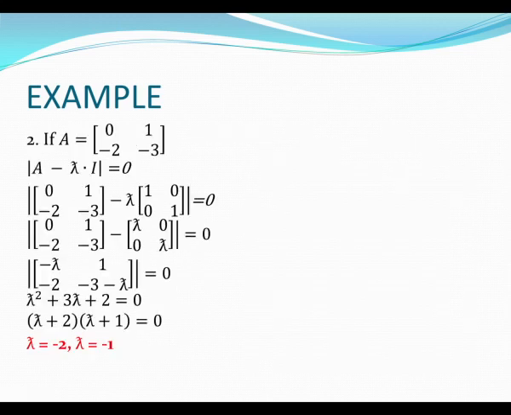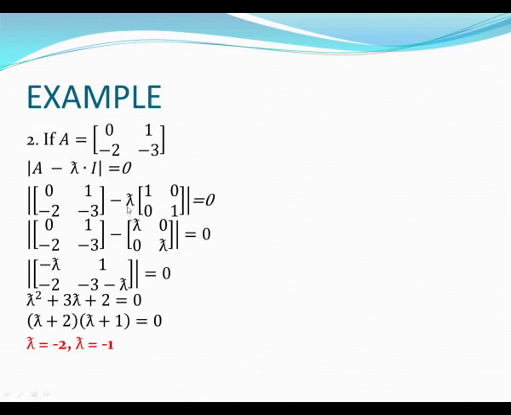Another example here is that matrix A has elements 0, negative 2, 1, and negative 3. So similarly, for finding the eigenvalues or the roots, we will use this characteristic equation. So we have the matrix A. So enter the elements of the matrix A: 0, negative 2, 1, negative 3, and then minus lambda to be multiplied by the identity matrix.